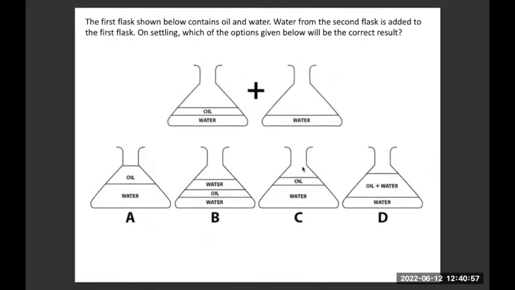So here you're given 2 flasks. One has oil and water, and one has only water. Now the second flask, which just has water, is poured into the first flask, which has oil and water. What will be the resultant composition when you fill it?